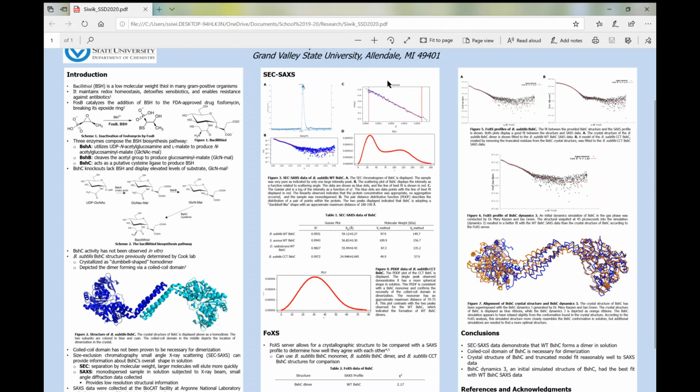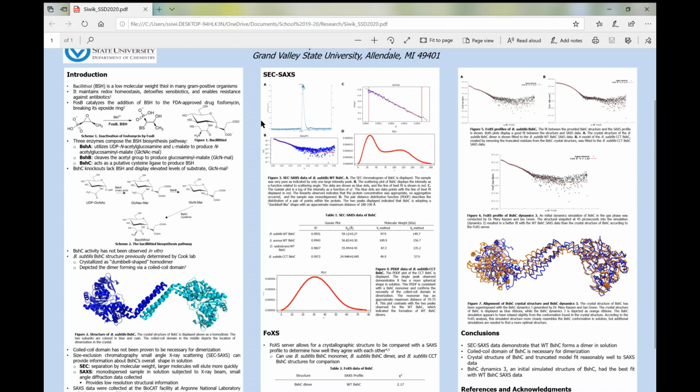So this data, all of these plots up here, these are for the B. subtilis wild type BshC. And so I'm going to walk you through each of these plots. This first one up here, this is a size exclusion chromatogram. So on the y-axis we have intensity, and this is kind of a measure of time.